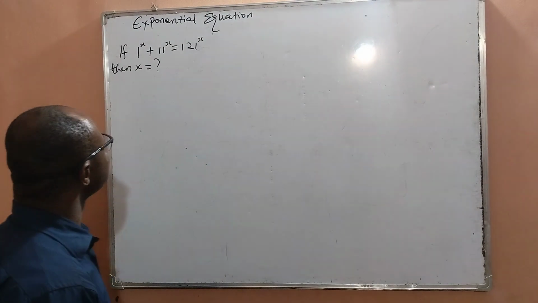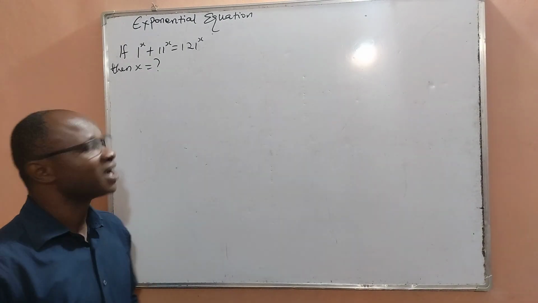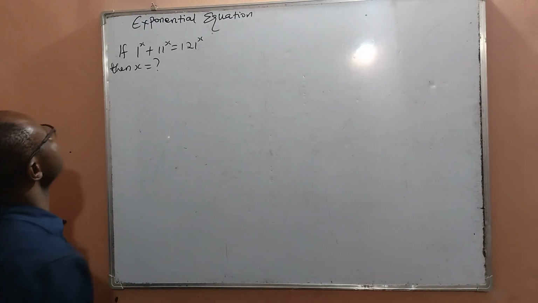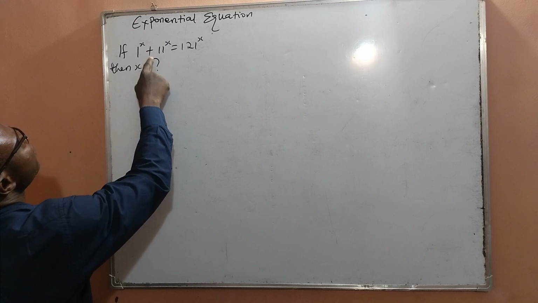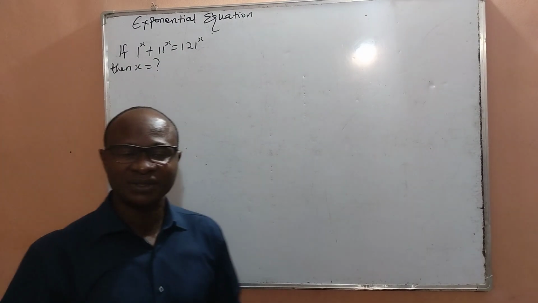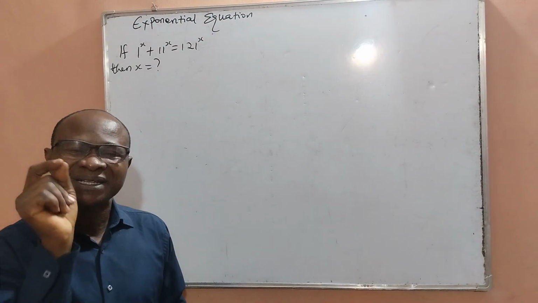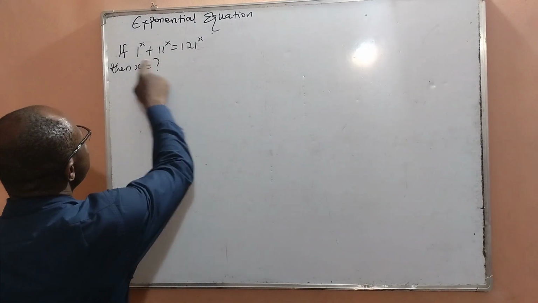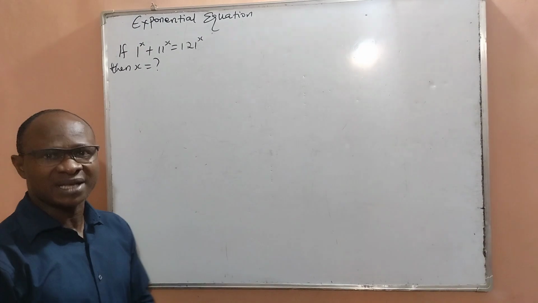In today's mathematics class, we have an exponential equation on the board. And that question has given to us that if 1 to the power of x plus 11 to the power of x is equal to 121 to the power of x, then what should be the value of x that can make the right hand side and left hand side equal?